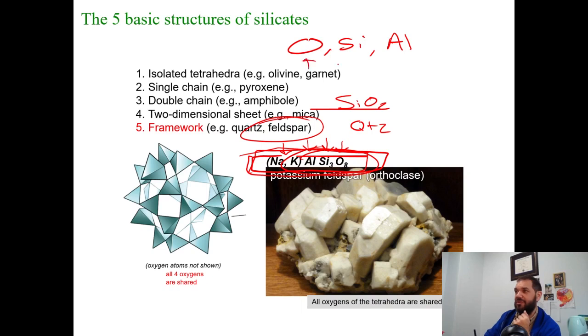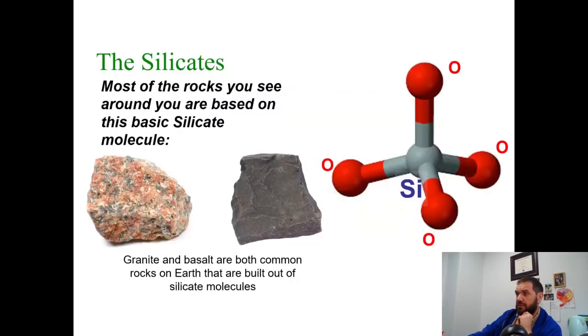Remember, oxygen was first, then silicon, then aluminum in Earth's crust. And you can see that's the same thing here. 8 oxygens, 3 silicons, 1 aluminum. So it's actually like a little mini version of Earth's crust. So it's a good mineral formula to know. Feldspar is a really important mineral. It's the most common mineral of the crust.